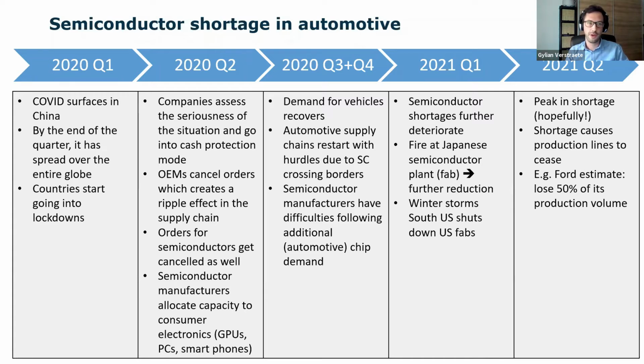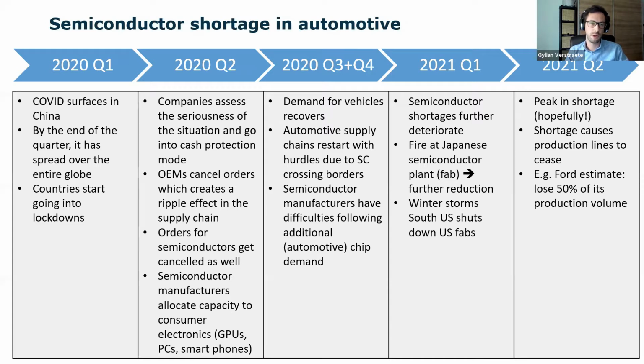So it all started basically a year and a half ago, in Q1 2020. We all know about this disease by now, called COVID. It has surfaced and spread all over the globe. In Q1, most countries in the world started going into lockdowns. In Q2, the companies assessed the seriousness of the situation. And if you think there's a recession on the horizon, then typically companies go into cash protection modes.